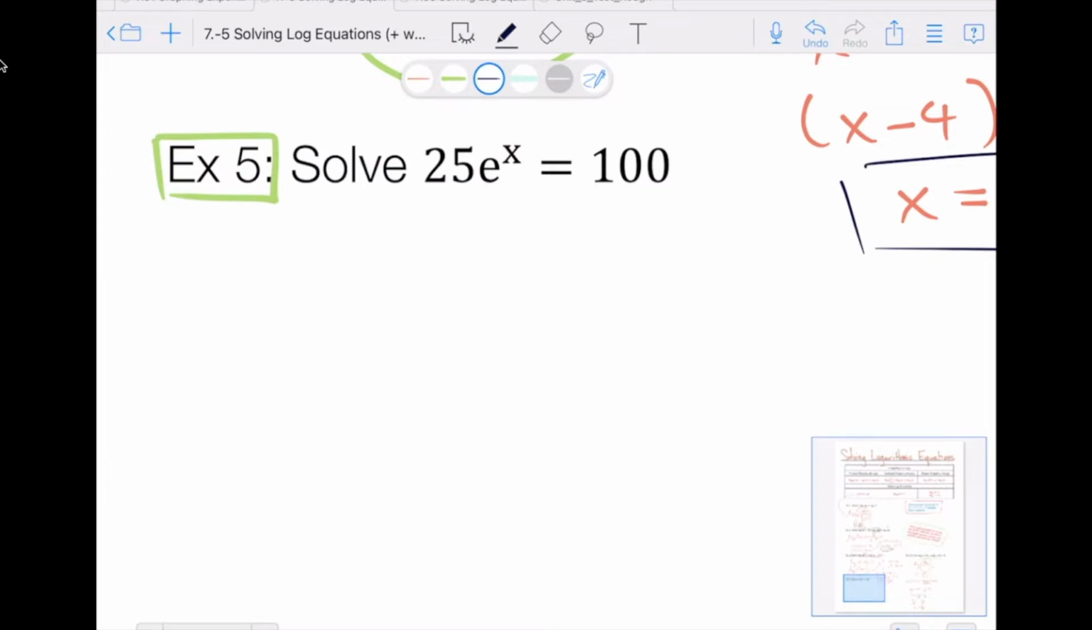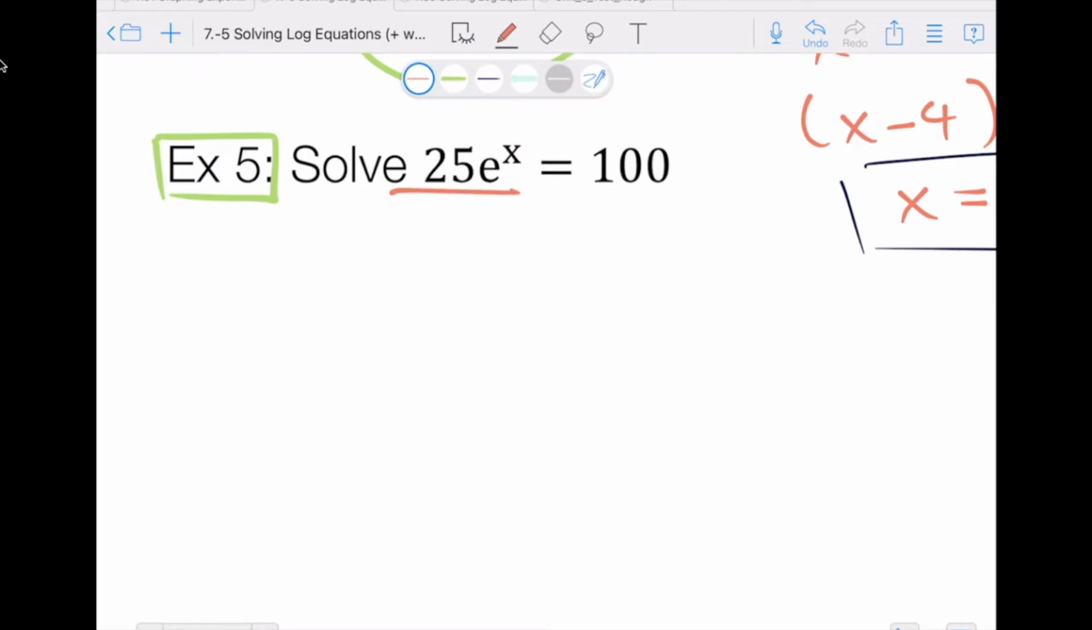Totally different equation. We are looking for the value of x still, but we've got no logarithm, we've only got an exponential. So let's isolate e as much as we can. I'm going to divide both sides by 25. At this point, we have e to the x is equal to 4, which is kind of nice.